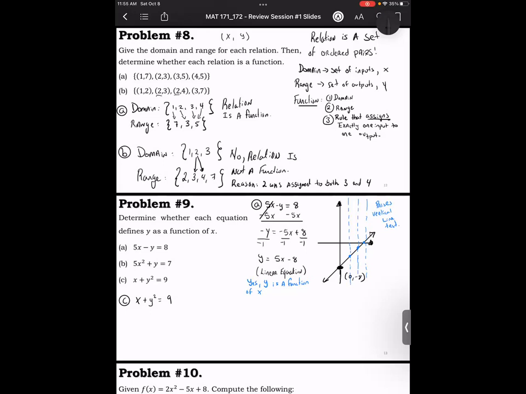Subtract x on both sides. My bad. Yeah, you subtract x on both sides. So you get y squared is equal to 9 minus x. And then you're allowed to take the square root.